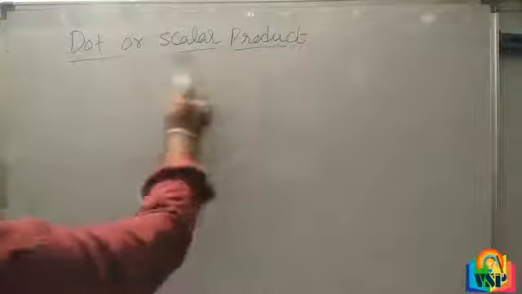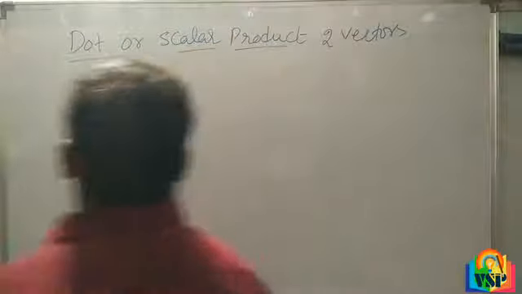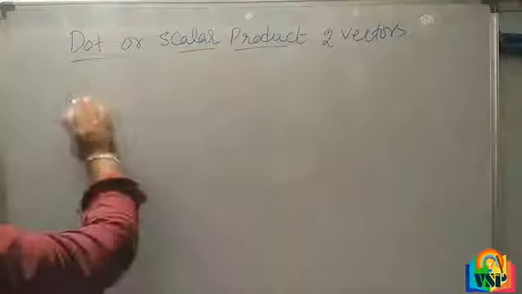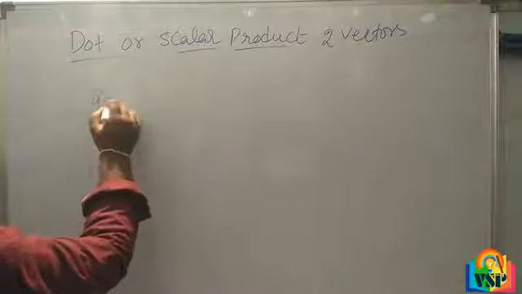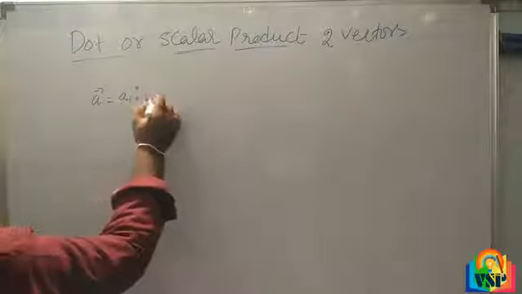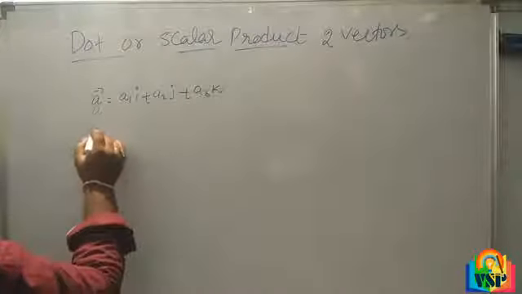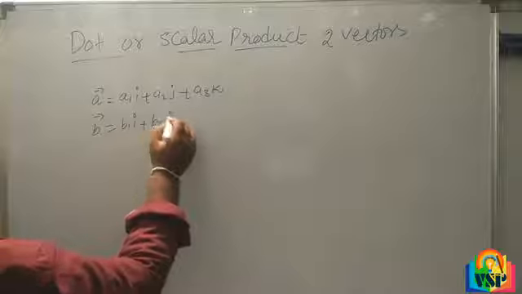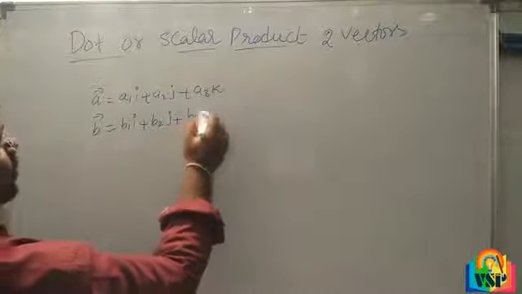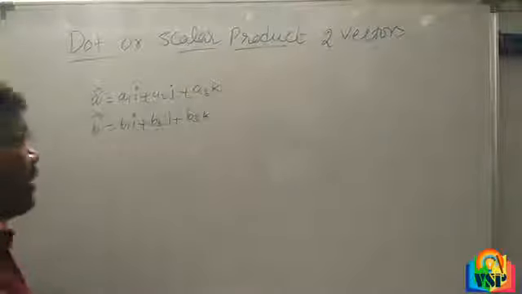Okay, dot or scalar product of two vectors. Consider two vectors. A bar is equal to A1 i plus A2 j plus A3 k, then B vector is B1 i plus B2 j plus B3 k. You can understand two vectors. So how can we find their dot product?